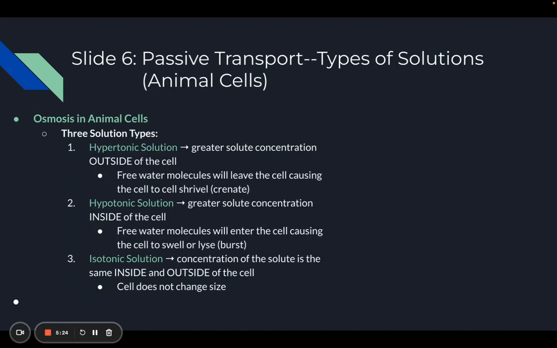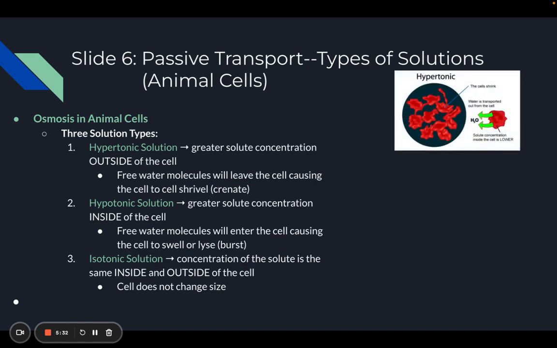We also see different cells based on their type, demonstrating different characteristics based on the solutions that they are placed in. In animal cells, including human cells, there are three different solution types. One is going to be a hypertonic solution, which means a greater concentration of solute outside of the cell. So what will happen in a hypertonic solution is your free water molecules will leave the cell and that will cause the cell to shrivel or to crenate.